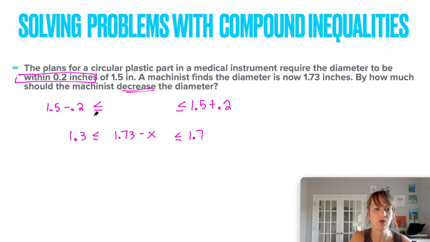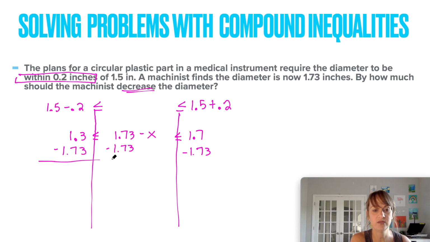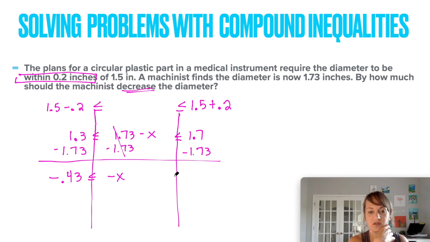To solve this inequality, I'm going to draw lines going down both sides. Now, 1.73, we need to isolate the x, so we need to get rid of it. It is a positive, so we are going to subtract 1.73 from both sides. When we do this, we will get a negative 1.43. That gives me a negative x on the inside. Do not forget about the negative. And this will leave me with a negative 1.03 on the right-hand side.